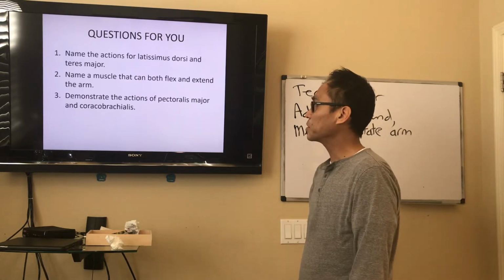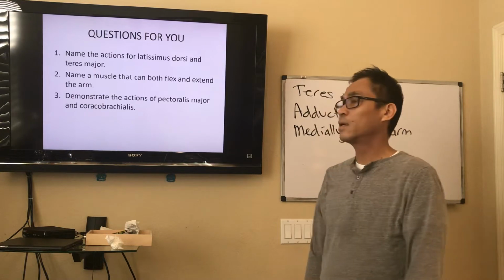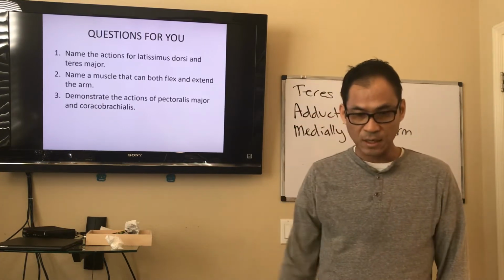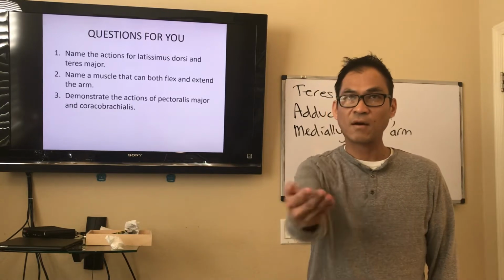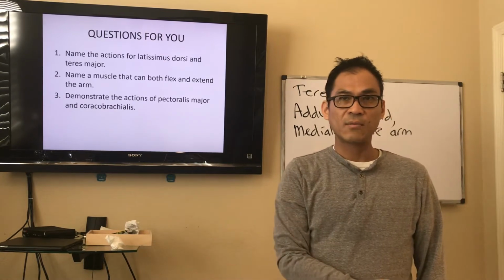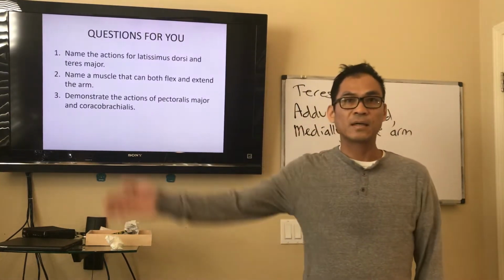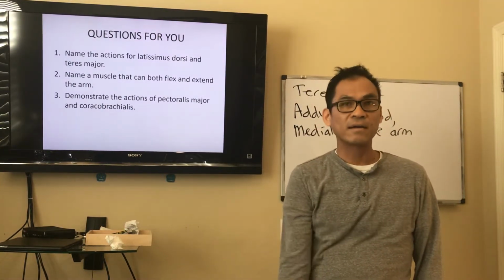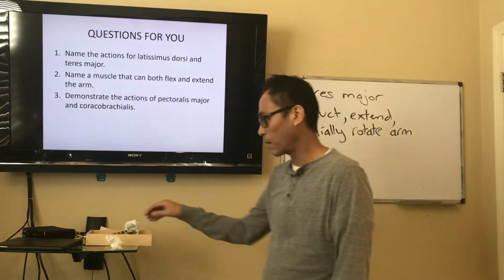Demonstrate actions of pectoralis major and coracobrachialis. Pectoralis major can adduct the arm, flex the arm, and medially rotate the arm. For coracobrachialis, it can only adduct and flex the arm. All right, moving on.